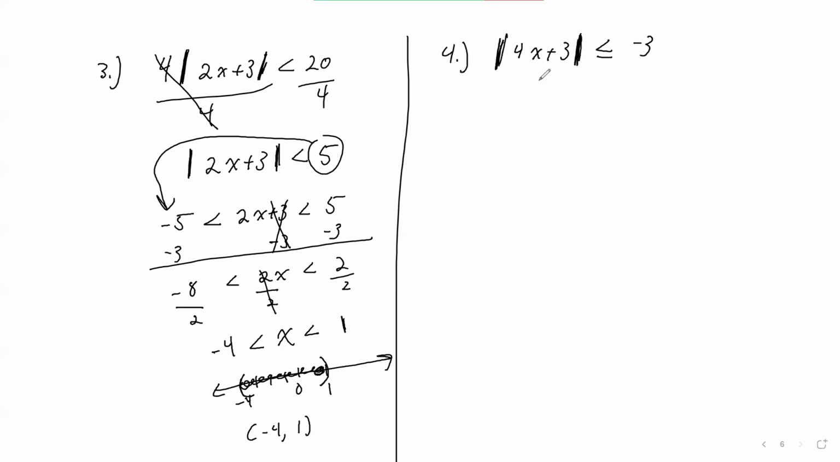No, because an absolute value will always be positive. So when you see a situation like this, it is impossible for an absolute value to be less than a negative number. So if it is a less than and a negative, no solution. Greater than's a whole different question. But if it's an equal sign, a less than, and a negative, no solution. Cannot equal a negative and cannot be less than a negative.